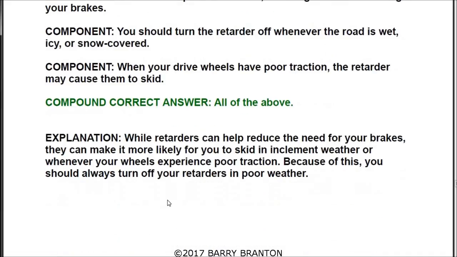So let's go to the explanation. While retarders can help reduce the need for your brakes, they can make it more likely for you to skid in inclement weather or whenever your wheels experience poor traction. Because of this, you should always turn off your retarders in poor weather.